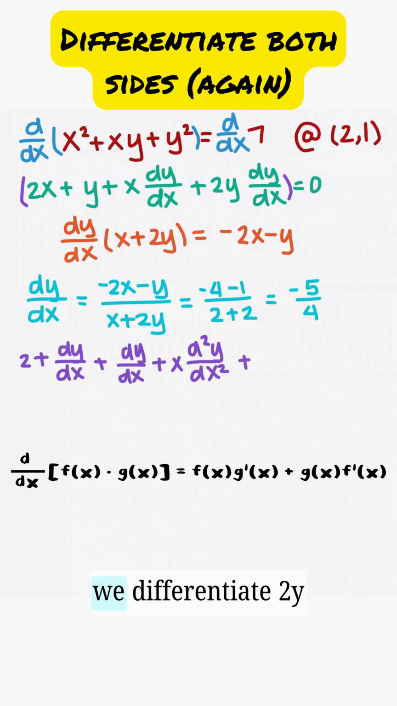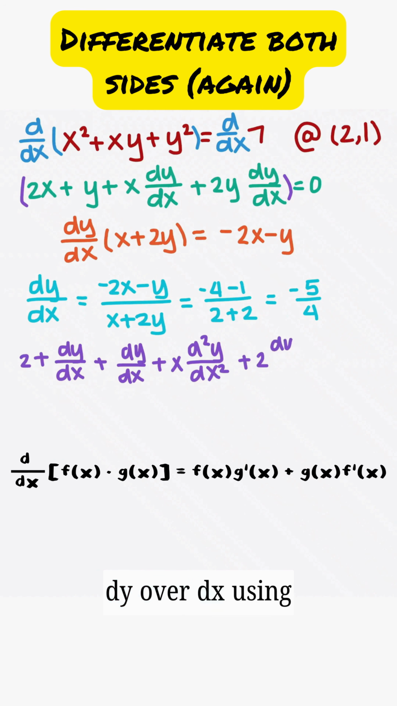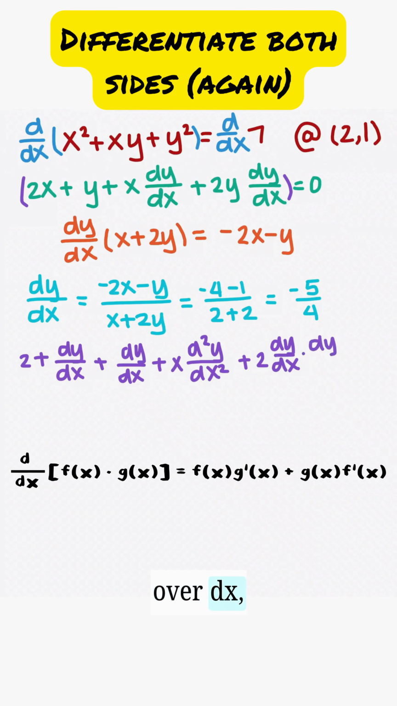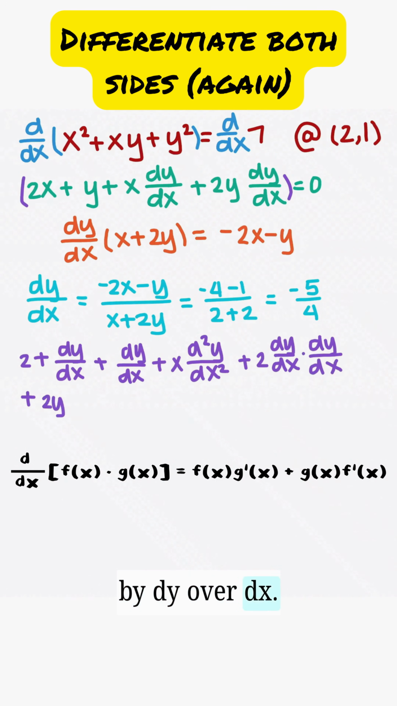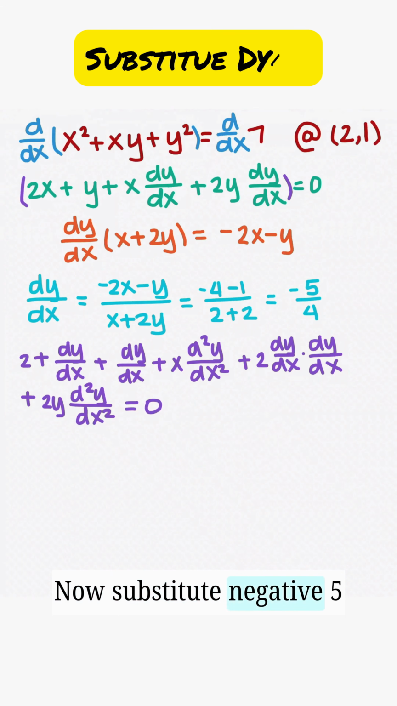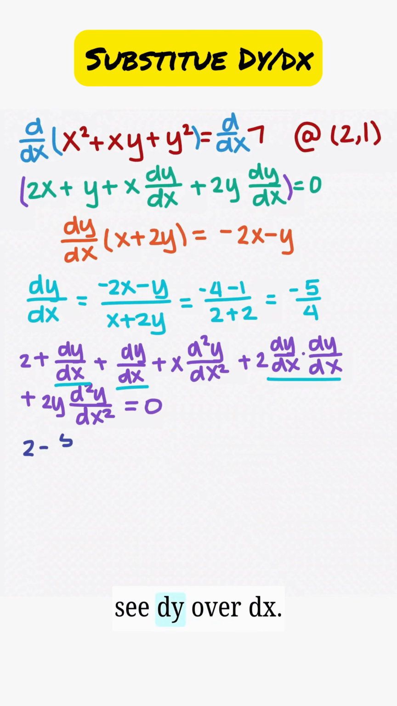Next, we differentiate 2y dy over dx using the product rule. First, we take the derivative of 2y, which is 2 dy over dx, and multiply it by dy over dx. Then add 2y times d squared y over dx squared. Now substitute negative 5 over 4 everywhere you see dy over dx.